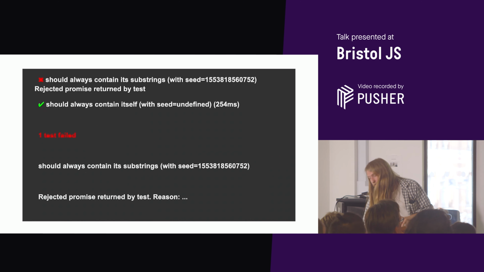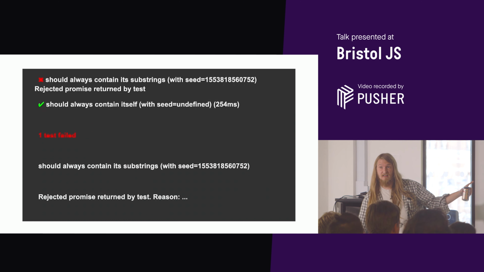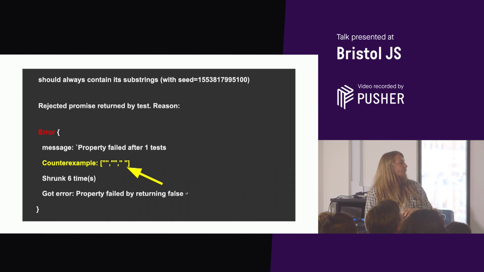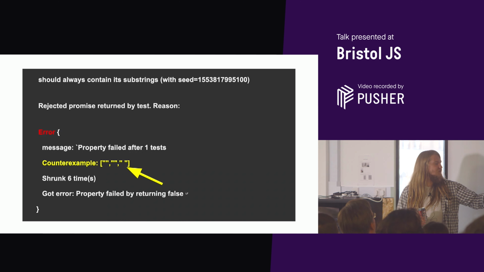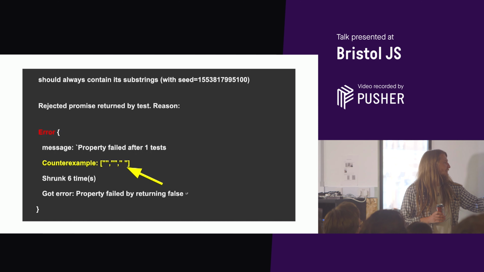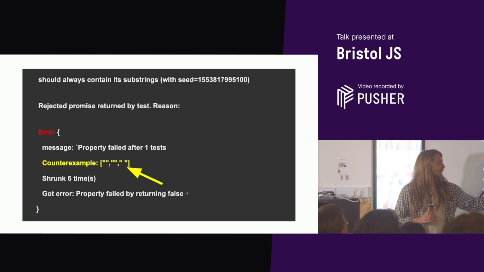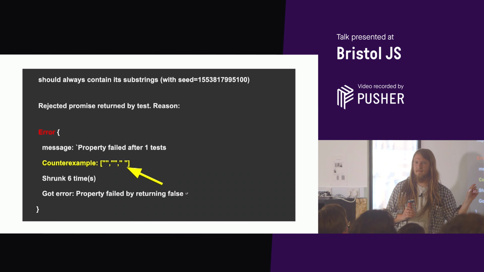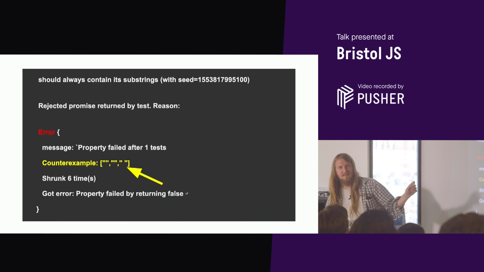So fast check will show you the smallest failing case. As I explained with property testing, it will shrink. It knows how to shrink things down. So let's have a look at that. It's pointing out that the smallest failing counterexample, that's the terminology it uses, is an empty string, and a string with a single space in it. Yeah? So let's consider this.